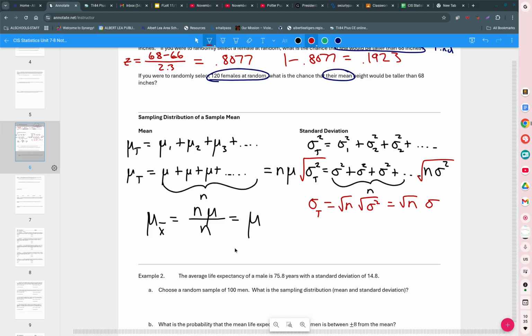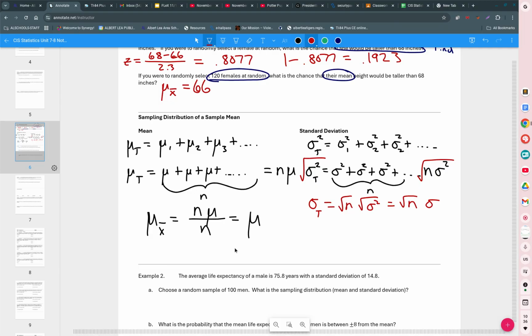So in this question, when it says, if you were to randomly select 120 females at random, what is the chance that their mean heights would be taller than 68 inches? If you're looking at the mean of x bar, or the mean of the mean, we simply choose the mean that was given to us originally. And what is the mean of the females for their heights? 66.